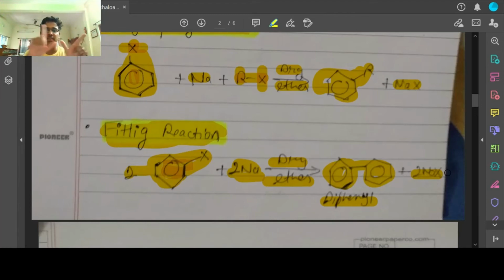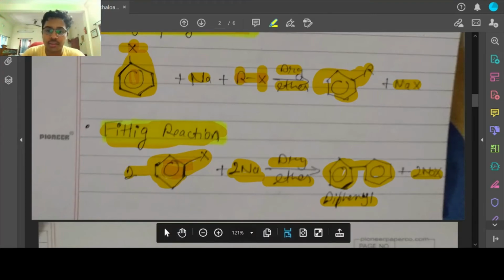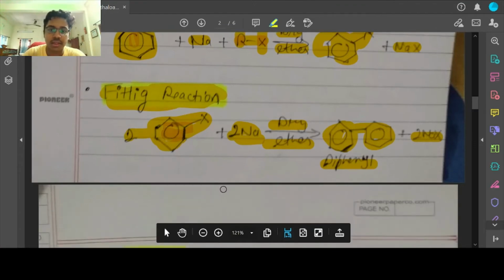See, this index finger is a benzene ring and this thumb is a halogen. Here also, this index finger is a benzene ring and this thumb is a halogen. The two halogen atoms are combined, so a single bond is formed between my two thumbs, and there are two benzene rings, so it forms biphenyl. I hope you are clear with it. So let us move on.